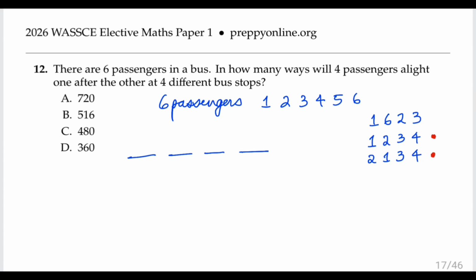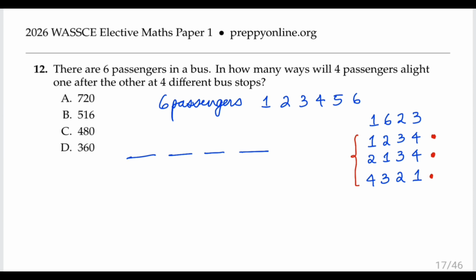So that's the kind of thing we're looking at. We care about the order in which people get down. So you can have 4, 3, 2, 1. This is a different order. All these three are different, even though they all involve the same passengers. So, how do we think about this?